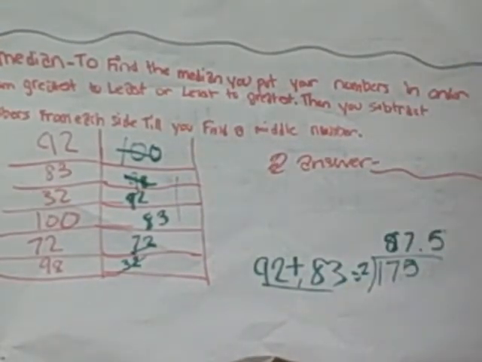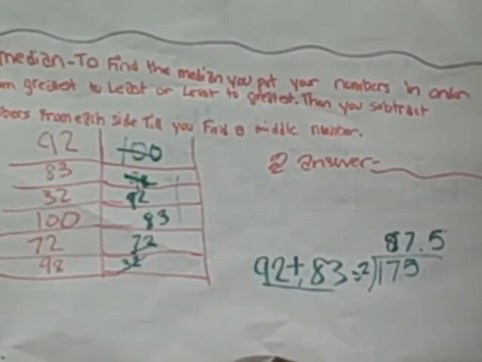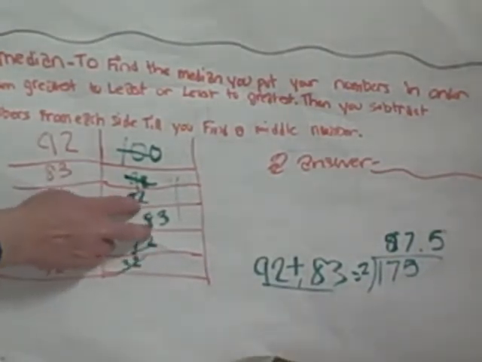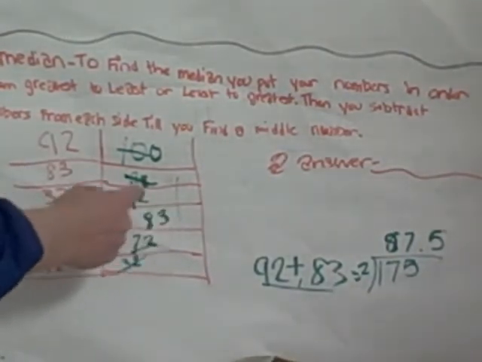Now, if there were an odd amount of numbers, it'd be easier. When you have an even quantity of numbers, 1, 2, 3, 4, 5, 6, there's always going to be two numbers in the middle. So you find the number that goes in between.